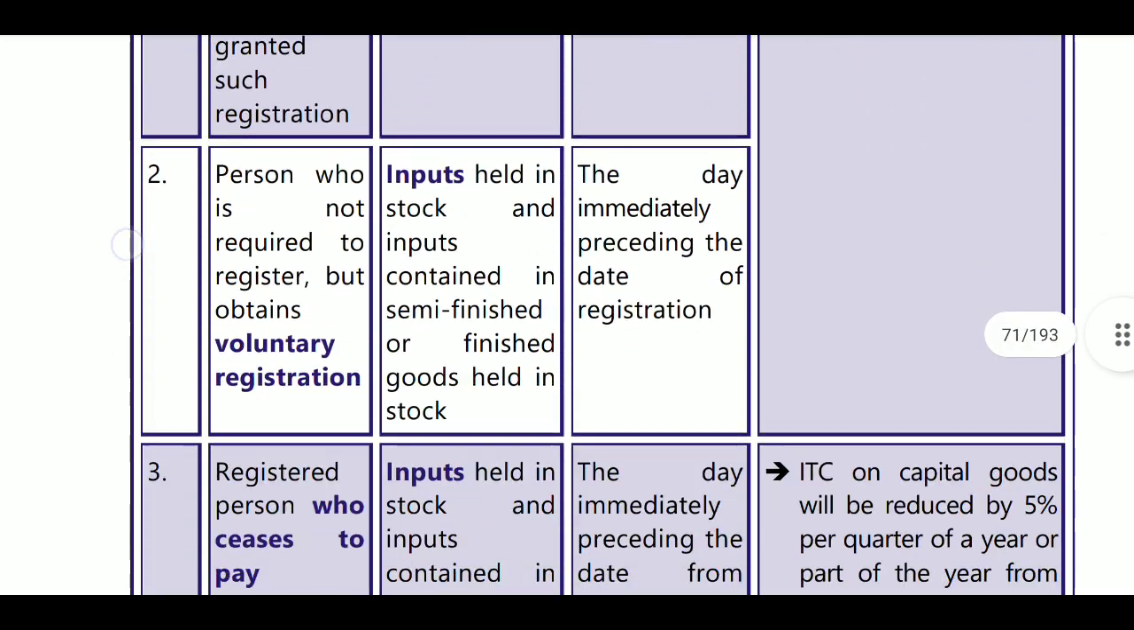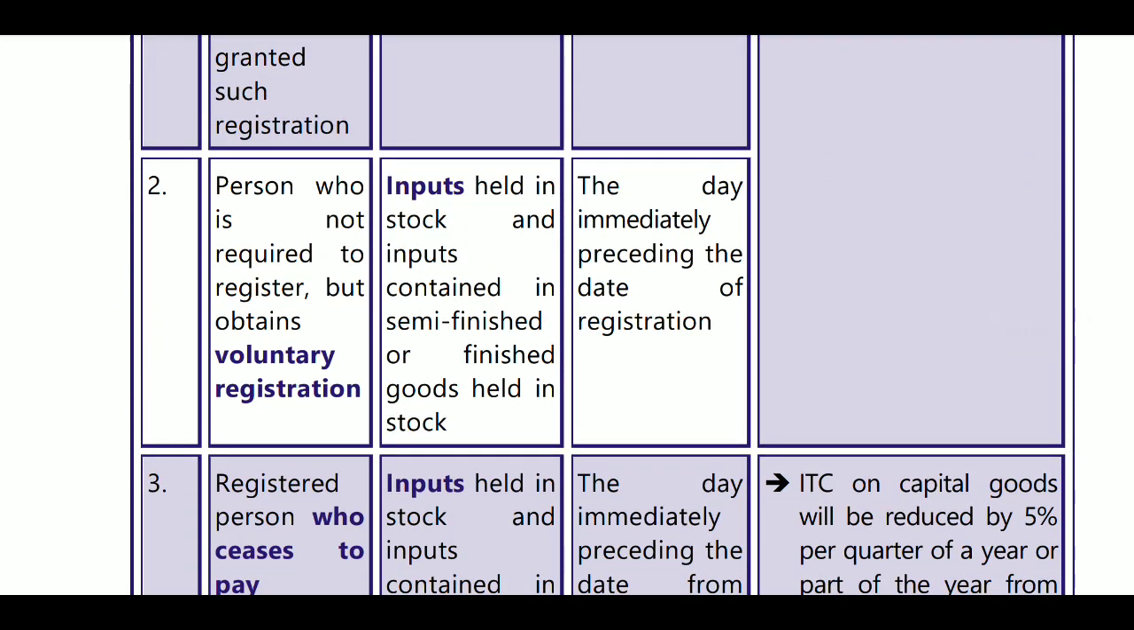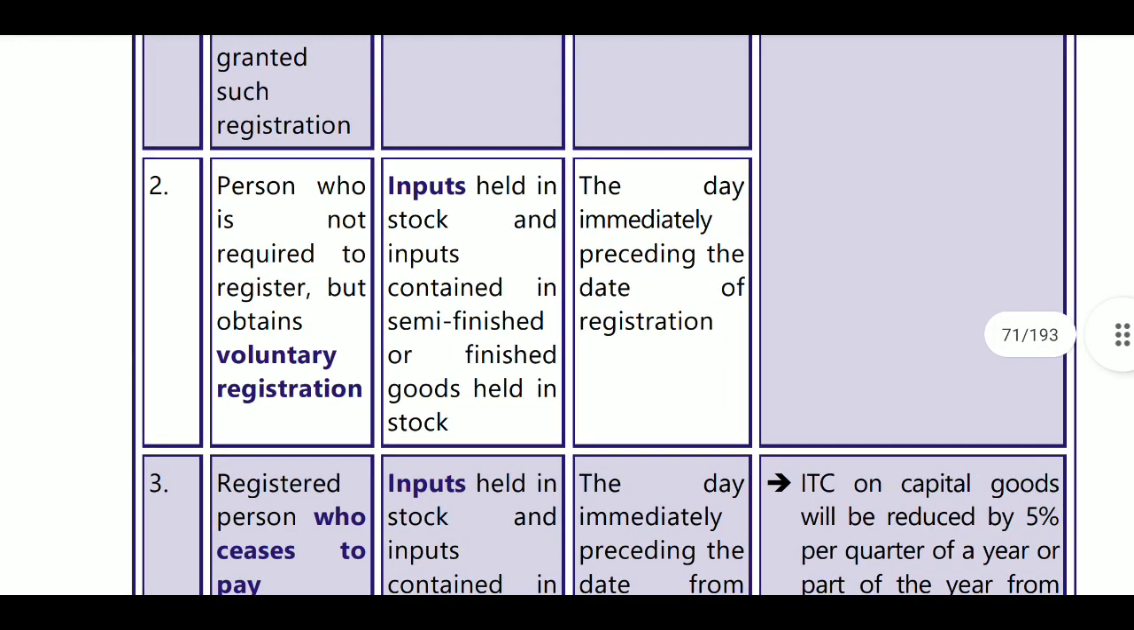Next, in the second case, a person obtaining voluntary registration. In the above case the person is liable for registration and the 30 days are counted from that day. If the person is applying on a voluntary basis, inputs as on date held means the inputs relating to semi-finished products, finished products or capital products, anything existing on the date immediately preceding the date of registration, when the registration is obtained, and that date will be calculated. And here also the same, the ITC must be availed within 1 year from the date of issue of the invoice by the supplier.